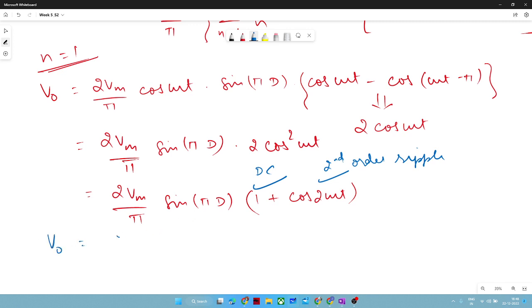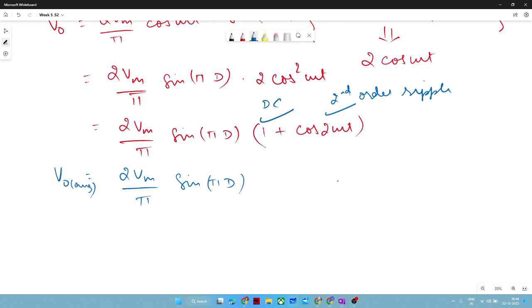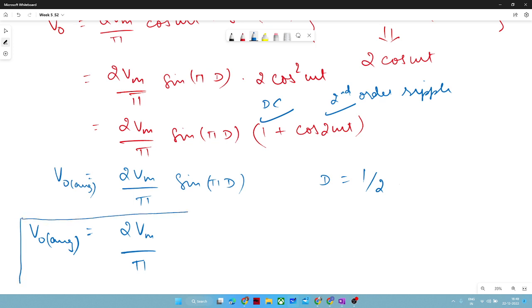So the average of V naught is 2 Vm by pi sin pi d. And as I mentioned, d is generally provided, like one switch will conduct from 0 to pi, which means d will be half. So if you plug in the value of d is equal to half, you will get sin pi by 2, and that is nothing but 1. So again, you end up with V naught average of 2 Vm by pi. So this is, I guess, the known expression for the single phase full bridge rectifier.